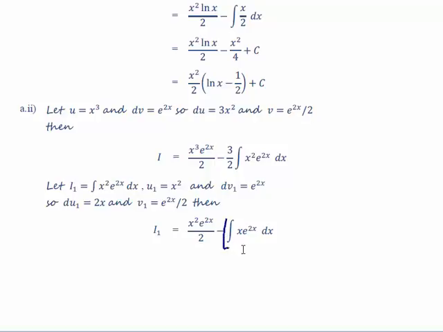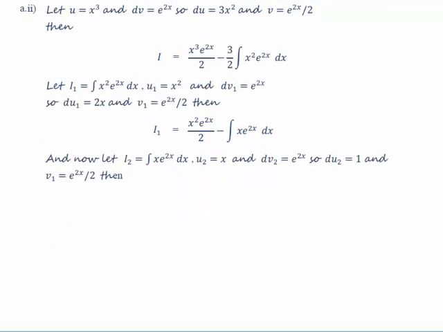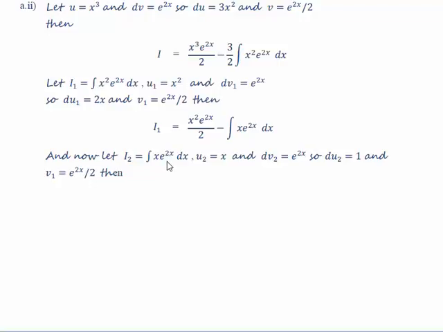I'm now going to take this part and call that I2. So I2 equals x e to the 2x. I'm ignoring the sign for now. So u2 is equal to x and dv2 is equal to e to the 2x. So du2 is equal to 1 and v is equal to e to the 2x over 2. So substituting that into I2, I get uv minus the integral of v du. Now I can integrate that, so I'm going to get e to the 2x over 4.